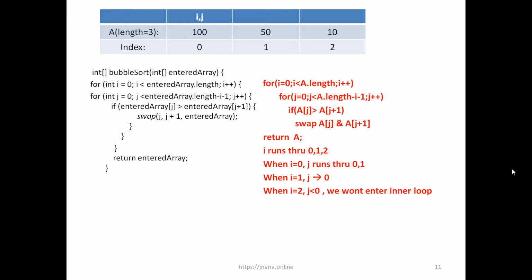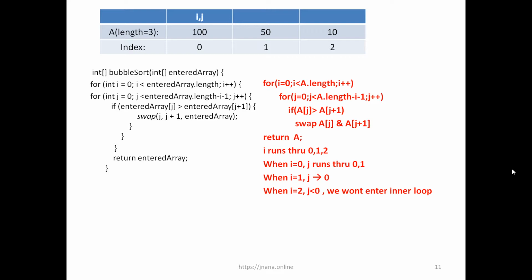Then j equal to 0 and j less than a dot length, which is 3, minus I, which is 1, minus 1. A dot length minus I minus 1 is nothing but 3 minus 1 minus 1, that is 3 minus 2 is 1. So the condition is j less than 1. The value that satisfies the condition j less than 1 is j equal to 0. So when I equal to 1, we will have only j running through 0. It will not go to any other values.